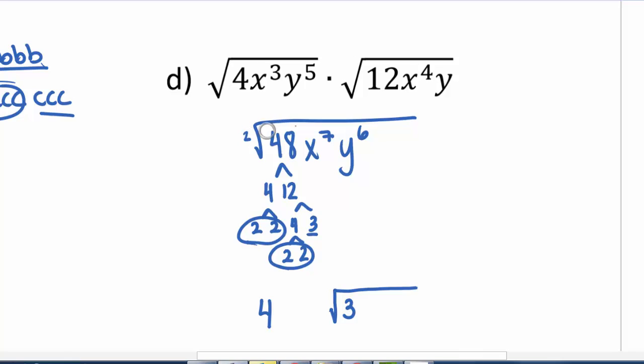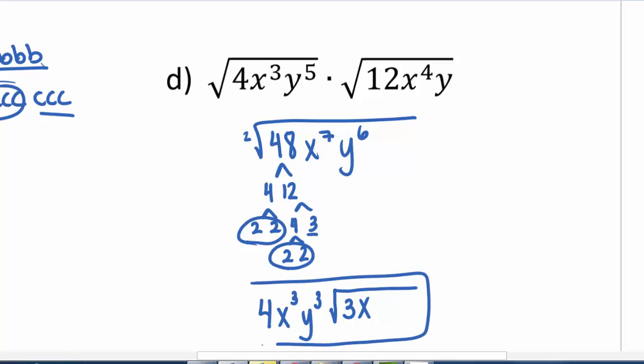So how many times does 2 go into 7? Think about it. If you said 3, you are correct. 2 goes into 7 3 times with a remainder of 1. And then how many times does 2 go into 6? If you said 3, you are correct. Okay, so that is my final answer. 4x to the third, y to the third, 3x.